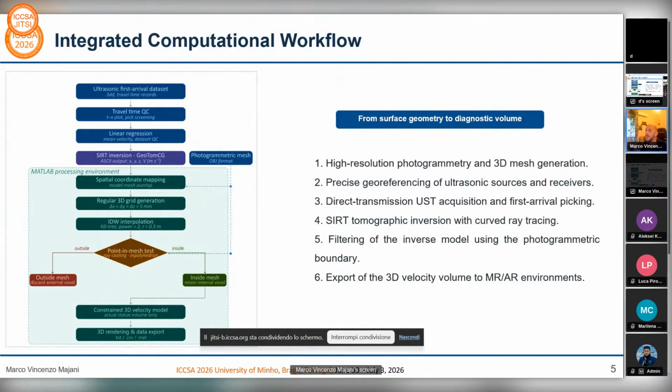The first step was a high-resolution photogrammetry used to generate a detailed 3D mesh of the statue. The second step was the georeferencing of the ultrasonic measurements directly on the reconstructed surface. The third step was direct transmission ultrasonic acquisition, followed by manual first-arrival picking. The travel times were used as the input of the tomography inversion. The fourth step was the inversion with curved ray tracing in order to reconstruct the three-dimensional distribution of ultrasonic velocity. And finally, the regular grid inversion output was filtered within the photogrammetric boundary, and the resulting 3D velocity volume was exported to mixed reality and augmented reality.